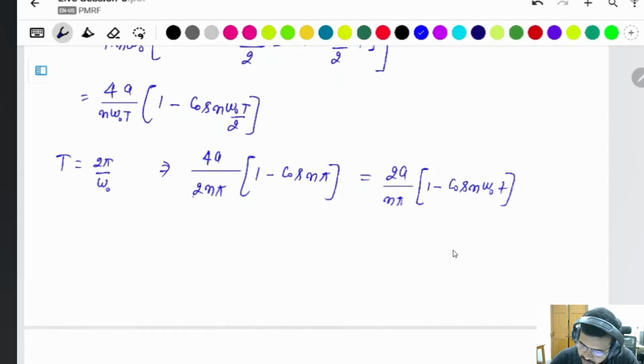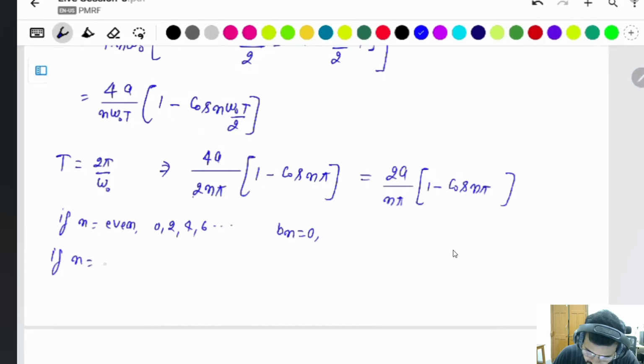What happens if n is an even number? Even means 0, 2, 4, 6, like that. When the value is 0, cos 0 value is 1, so 1 minus 1 is equal to 0. If n is equal to 2, then cos 2 pi is 1, and 1 minus 1 will be 0. It means if n is even, then bn is equal to 0.